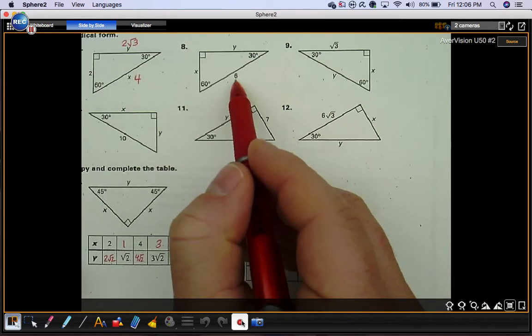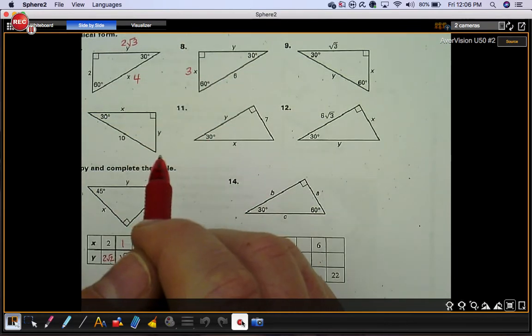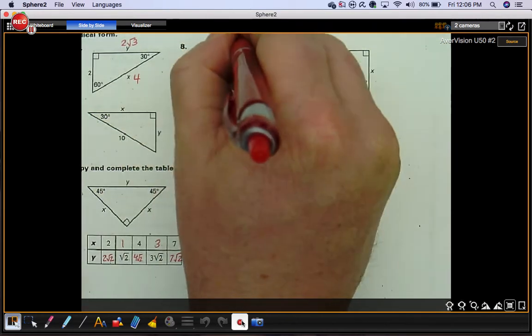Number 8, they give you the hypotenuse to start with. That means divide by 2 to get the short leg. And if you know the short leg, multiply by the square root of 3 to get the long leg.